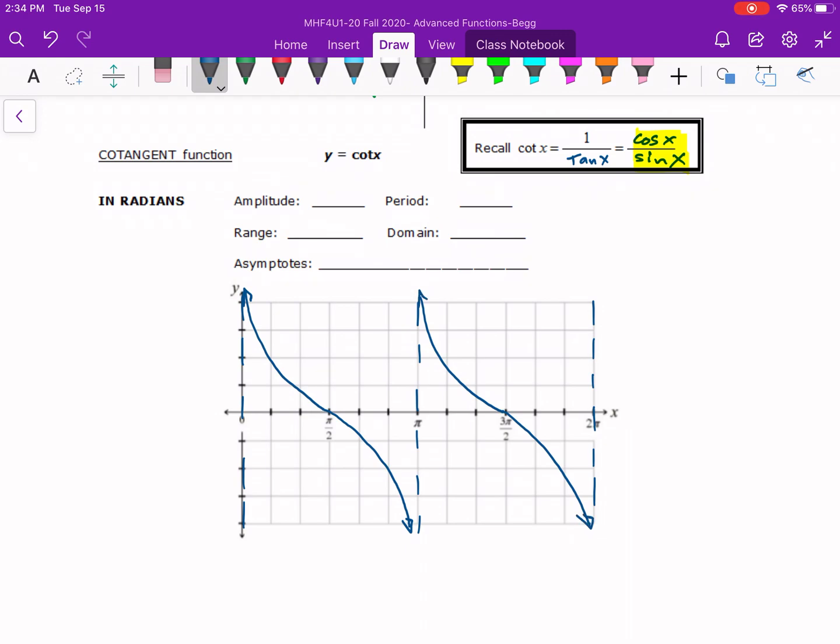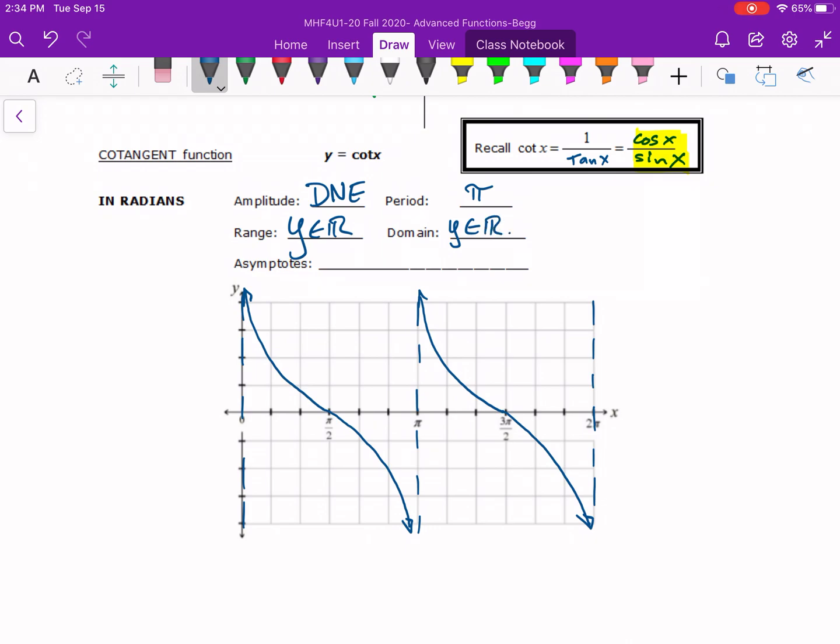So this is the basic shape of the cotangent graph. The amplitude, one more time, it's no maximum, so there can't be an amplitude, does not exist. The period, as you can see, it repeats every pi units. The range is going to be all real numbers. The domain is going to be all real numbers, again, except for the restrictions.